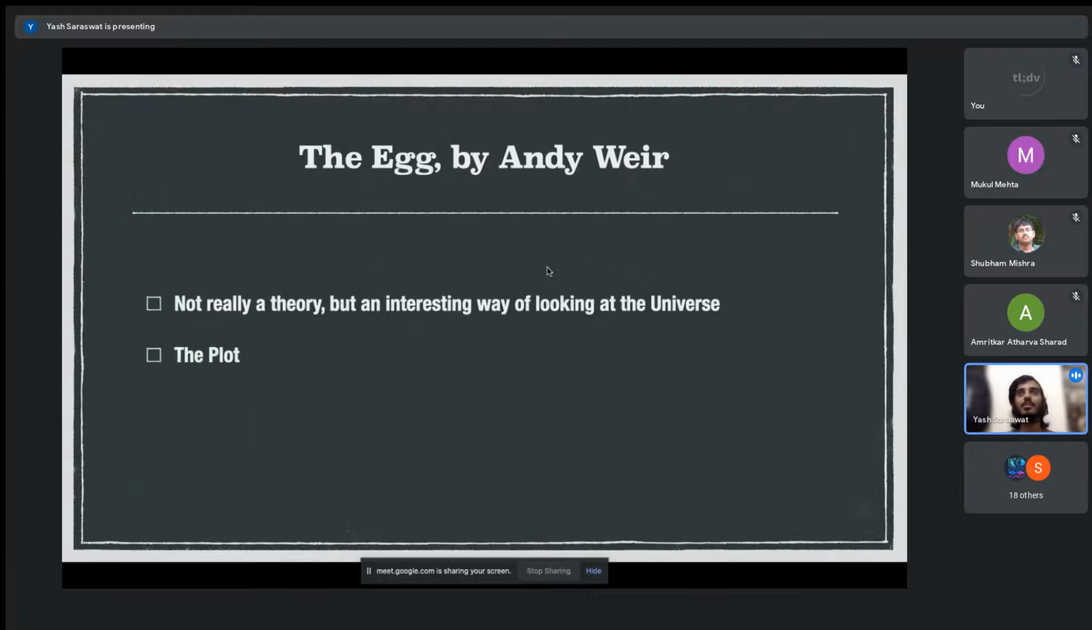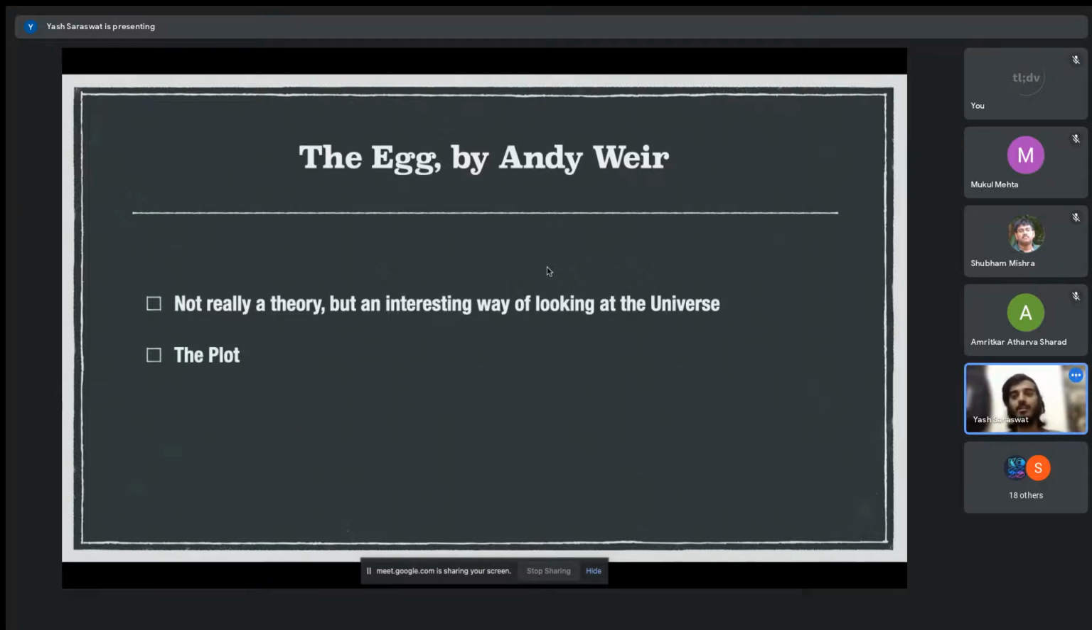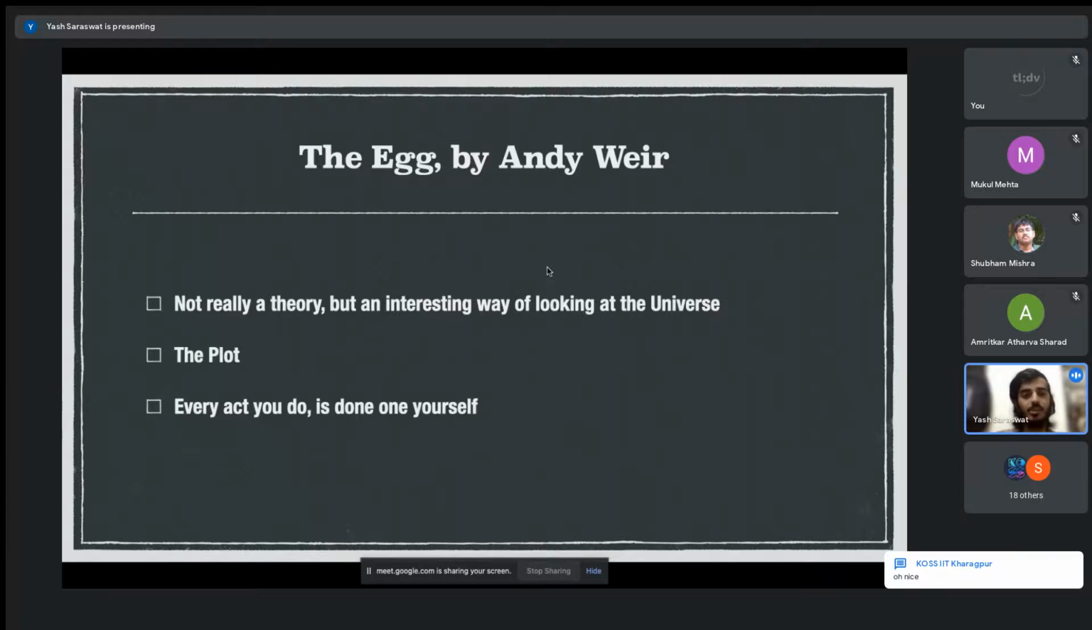So the plot in its basic form is a man dies, and he finds out that every other person living on Earth right now or anywhere in the universe is his own reincarnation. So anything that has happened in the past, any person from Hitler to Gandhi to anyone, or anyone who will be born in the future, is his own incarnation. So doing any kind of act to any person is done on yourself. Is done on yourself. It should not be one yourself. I'm so sorry.